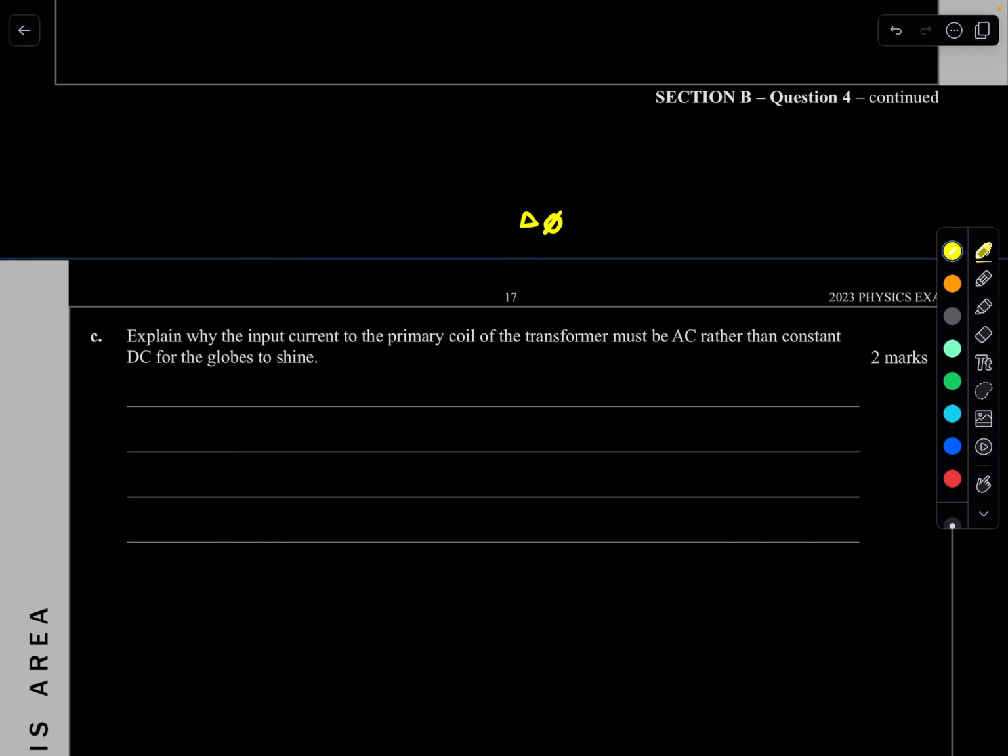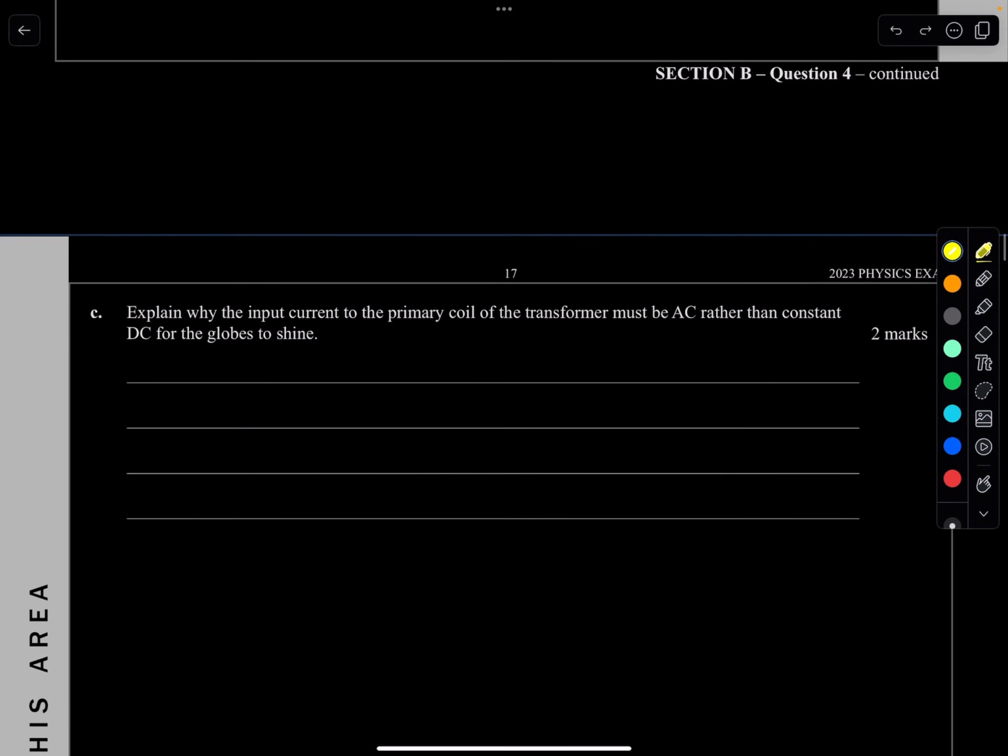And why do we use AC? AC actually has a changing flux, whereas DC is just a constant flux. So remember, if it's constant, it's not changing, so it doesn't work. Induction doesn't work for DC. So it's very important to have AC. Transformers only work on AC voltage. So that's very, very important. So how would you get these marks? Just basically what we said.